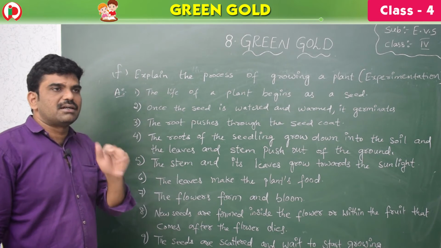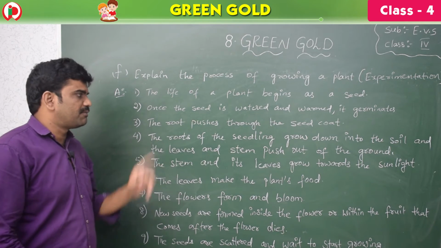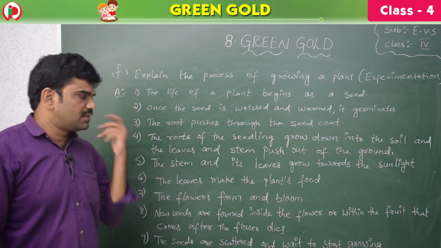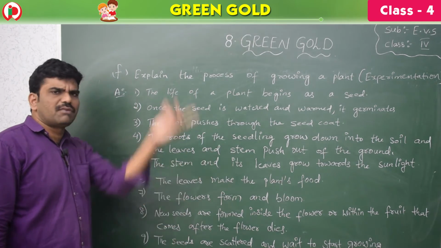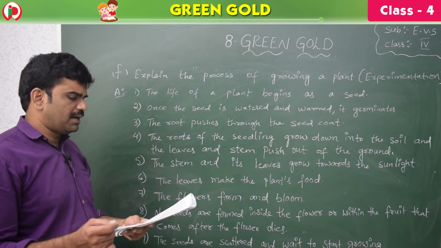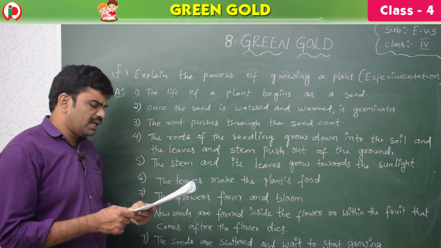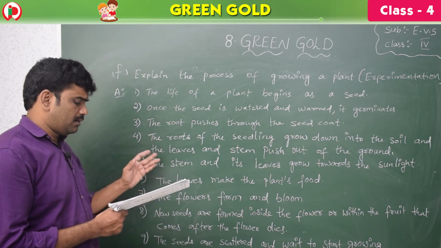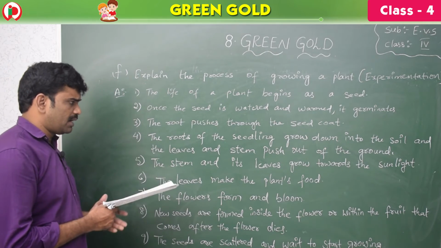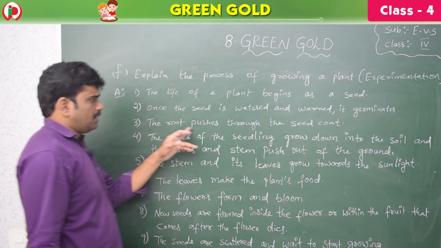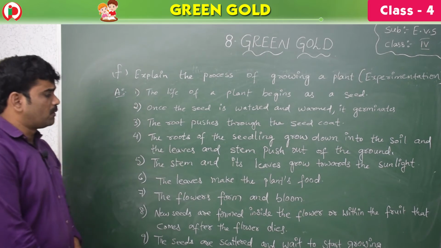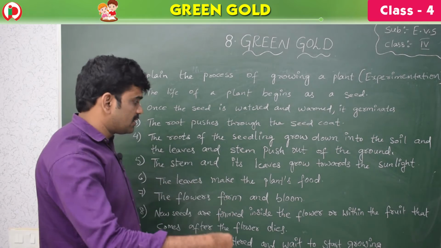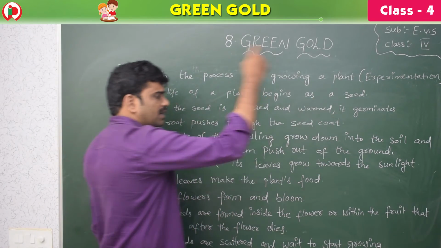What are the changes that occur after sprouting, after germinating? First one, the root pushes through the seed coat. We have seen that the root pushes through the seed coat. The leaves and stem push out of the ground. The leaves and stem, what happens? They push out of the ground. So here, if you observe, the root pushes through the seed coat, children. Fourth one, the roots of the seedling grow down into the soil and the leaves and stem push out of the ground.